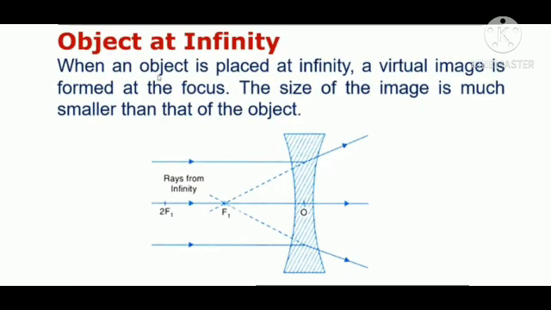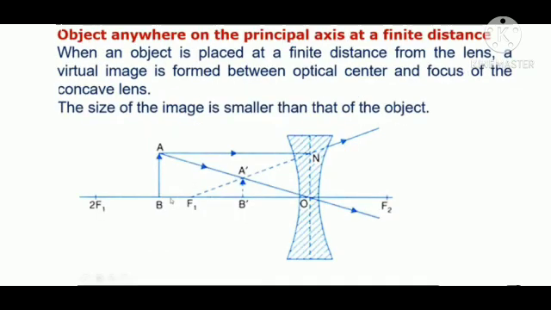In concave lens, when an object is placed at infinity, a virtual image is formed at the principal focus F. The size of the image is much smaller than that of the object. The position in concave lens: when an object is placed at a finite distance from the lens, a virtual image is formed between optical center O and focus F of the lens. Here also the size of the image is smaller. In concave lens all the images are virtual.